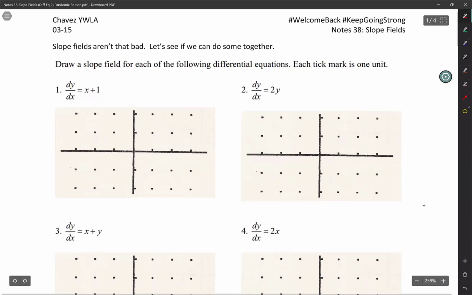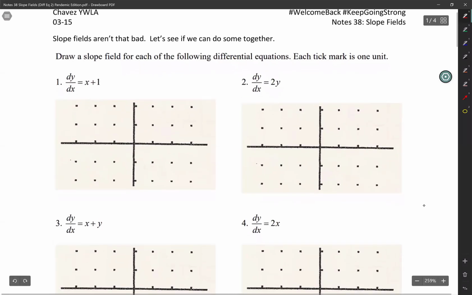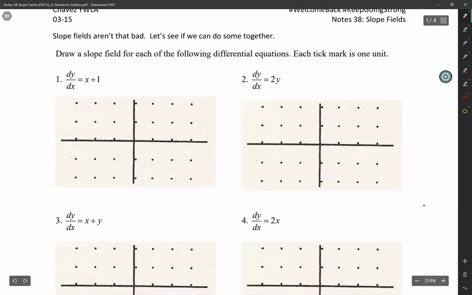Let's get started. Here's how we're gonna do slope fields. It's not hard at all. It's actually very easy. Usually the free response question that deals with slope fields is one of the highest points, usually. So we hope that we have a slope field question as a free response. So here we go. How do you do this?